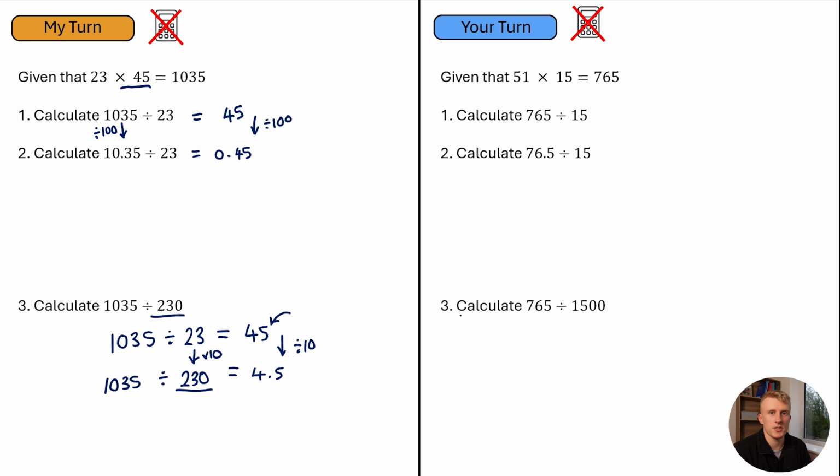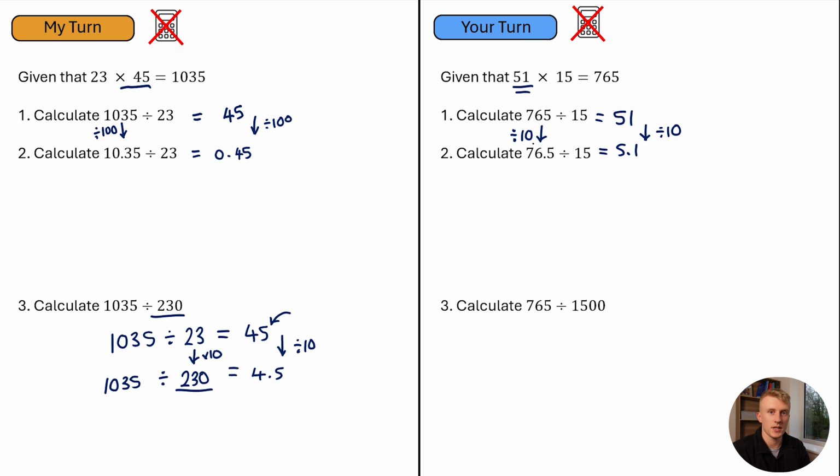Pause the video and give the questions on the right a go. Let's run through them. Given that 51 multiplied by 15 is 765, calculate 765 divided by 15. How many times does 15 go into 765? Well, we know it goes in 51 times. Let's use that to calculate the second question. Calculate 76.5 divided by 15. Well, I've decreased the number that is being divided by 10, which means my answer is also decreased by 10.